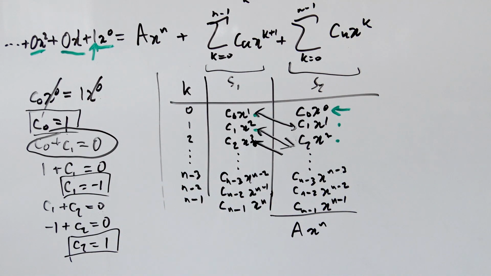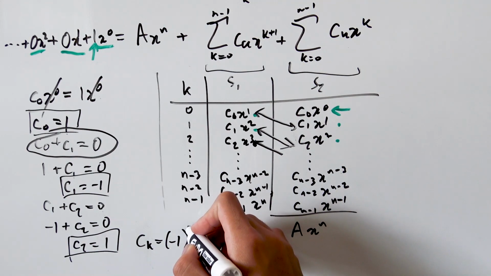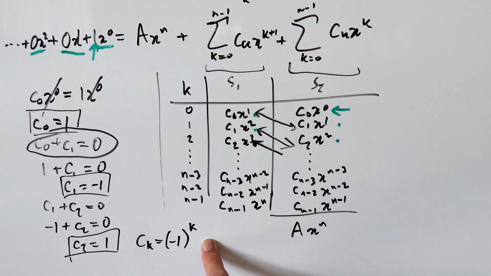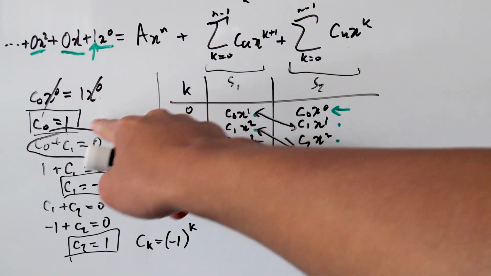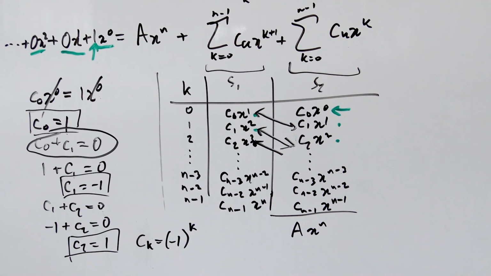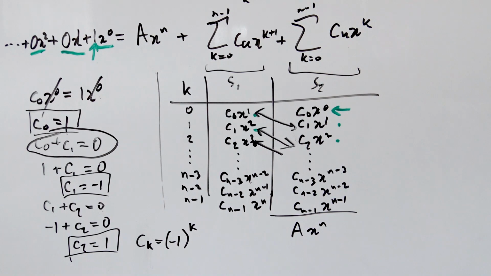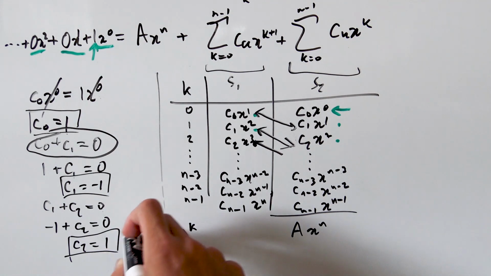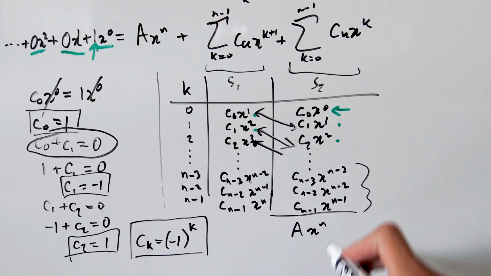We can generalize this rule a bit to say that some constant ck is equal to negative 1 to the power of k. We can check that this holds for all of our constants by plugging in the values of k we have so far. For c0, we let k equal 0, so we get negative 1 to the 0th power, which is just 1, the answer we expected. Plugging 1 in for k, we get negative 1 to the 1st power, which gives us negative 1 as expected. And plugging 2 in, negative 1 squared is 1, which gives us 1. So this formula holds for all of our constants, and we can use it to work out all the constants all the way here.